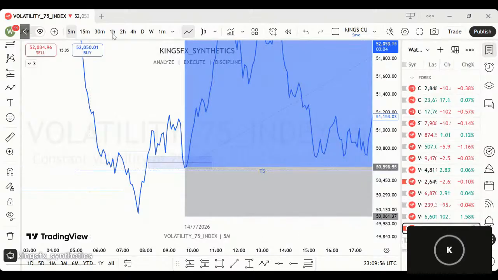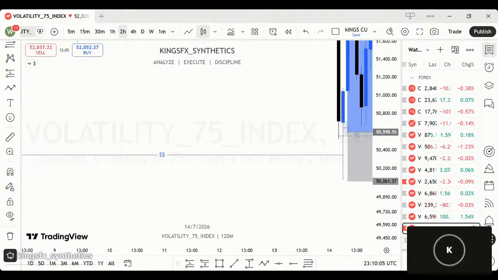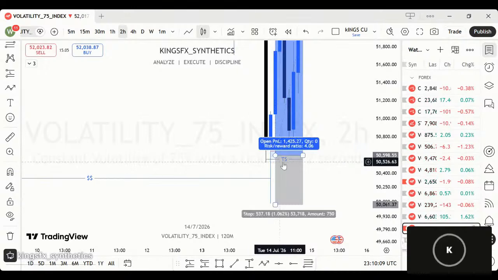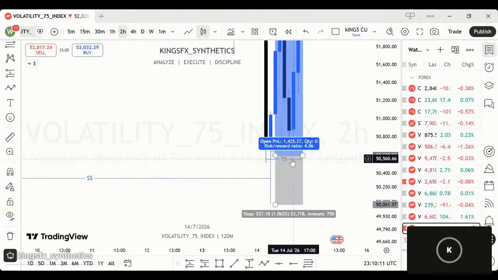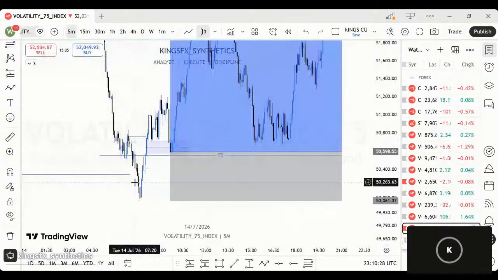Let's go back on the 2 hour time frame and we will see that this is the total sweep line right here. Now we have to come down to our 5 minutes, and look for the most recent high that led to this total sweep.